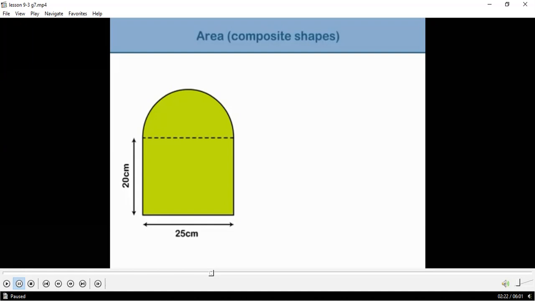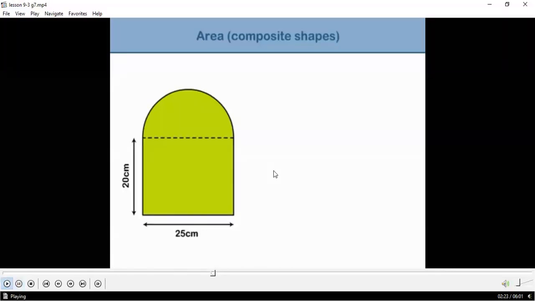Can anyone tell me what is the area of the semicircle? We are going to calculate the area of the circle and then we will divide it by 2. Yes. So this figure is a composite shape because it consists of 2 figures.